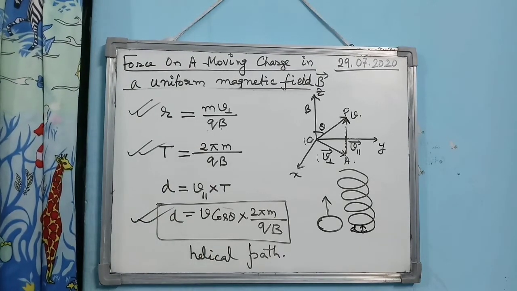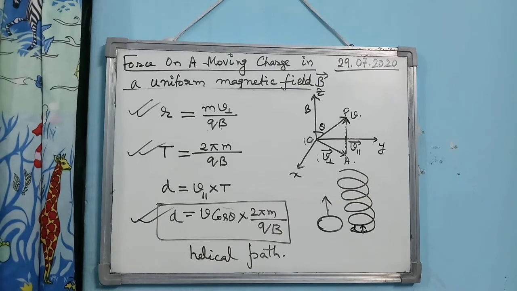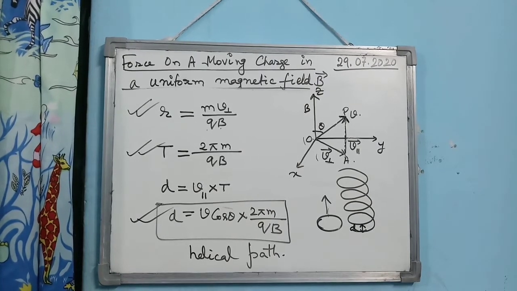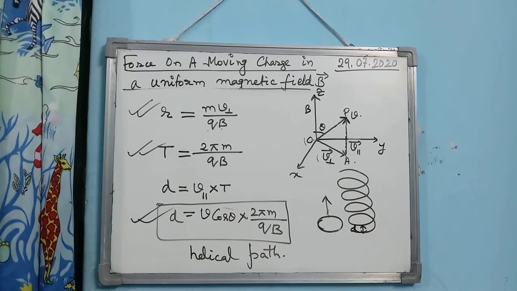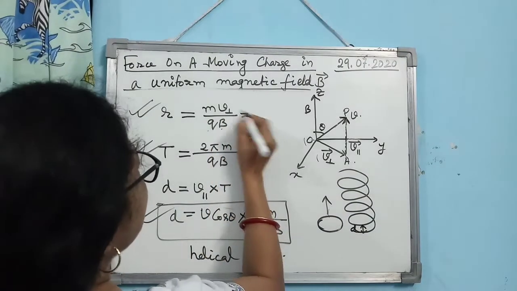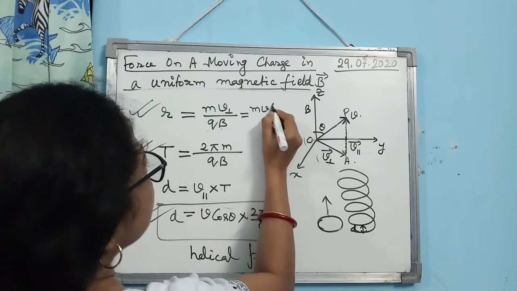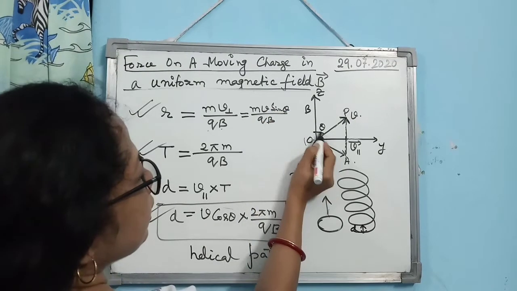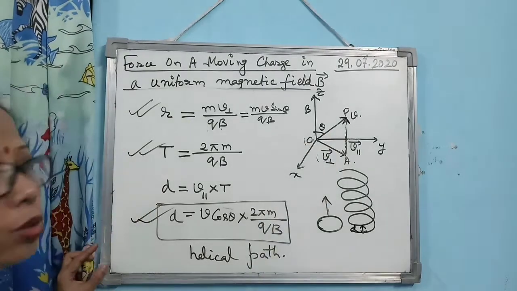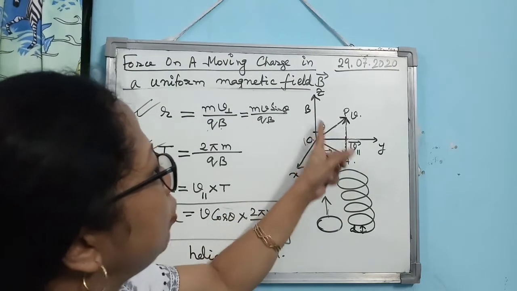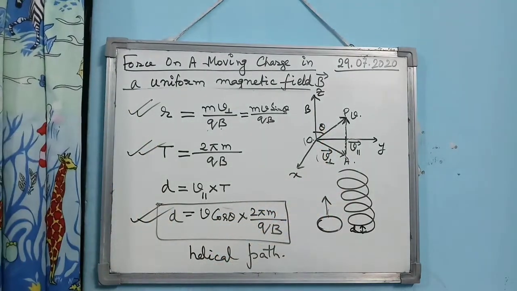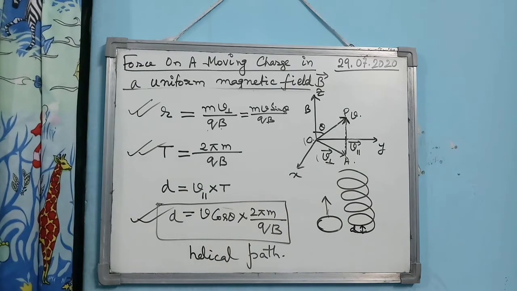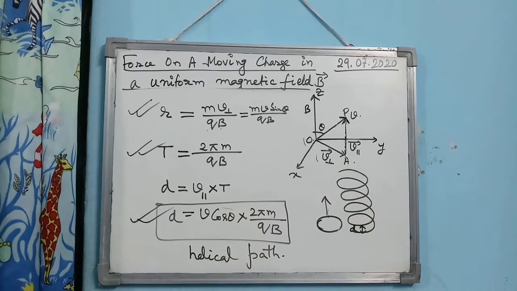This topic is very important concept-wise also. Now, one thing I forgot to write: V perpendicular will be how much? V sin theta, because theta is the angle between V and B. So the component perpendicular to B will be V sin theta. So these are the three relations you must learn.